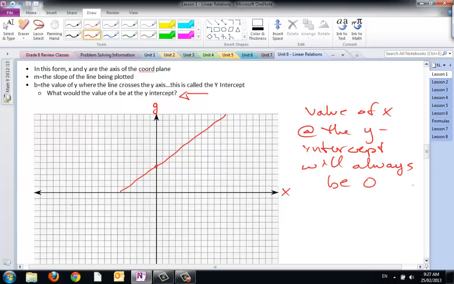And that's true if we're talking about the x-intercept. I guess it's true in a similar fashion if we were talking about the x-intercept. The value of y at the x-intercept, which would be the point where the line crosses the x-axis, the value of y at that point would be 0.